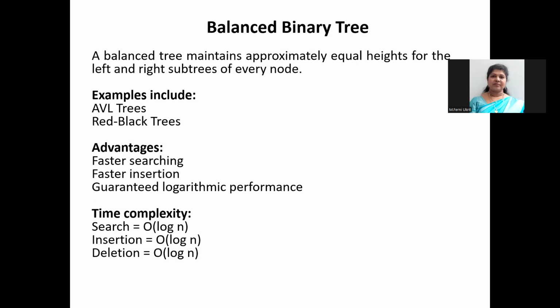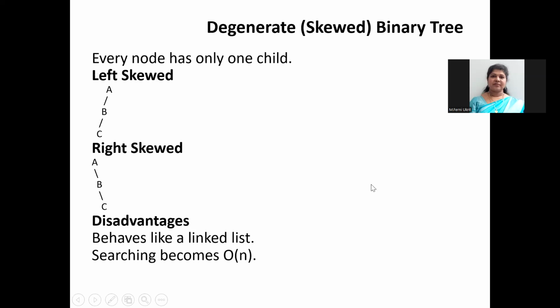Then balanced binary tree. We will be learning it later. There is a formula for calculating the height of the left subtree and the right subtree. Based on that, we tell whether the tree is balanced or not. So here it includes AVL trees, red black trees. The advantages are that it is mainly used for faster searching, faster insertion, and it can give guaranteed logarithmic performance. All the time complexities will be O of log n, which is very less.